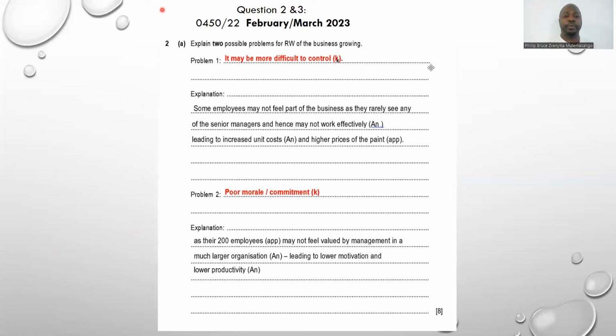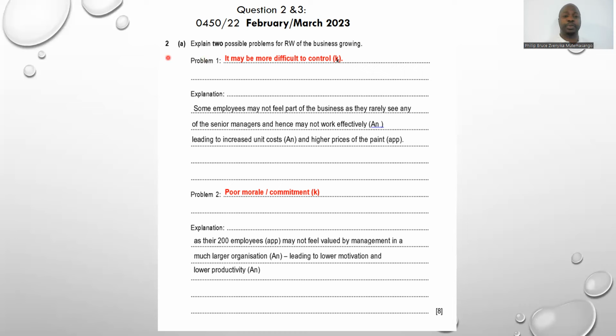All right, so we have a question right here. This question, I took it from the February-March 2023 paper, question 2 and 3. Let's talk about them and see how best you can apply, analyze, and also justify your answer. So 2A, so first thing, remember, you are supposed to read the inset and underline the areas that you may use as application as you are responding to these questions.